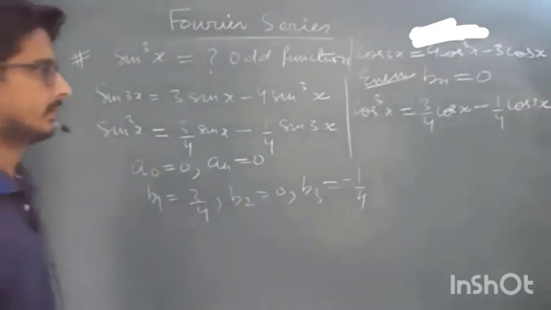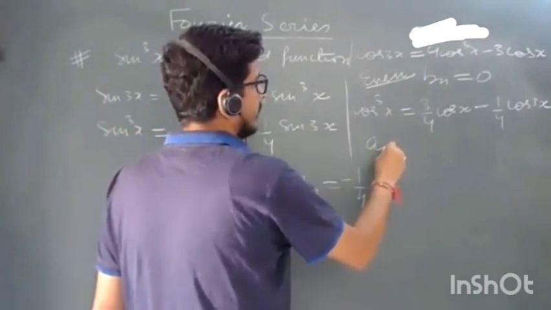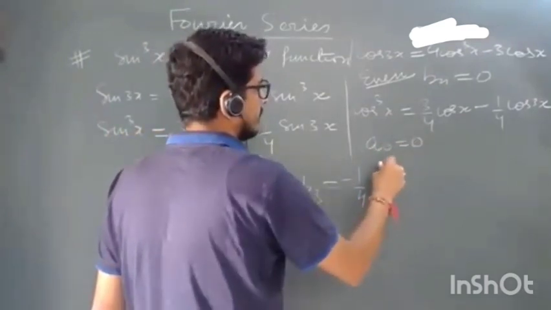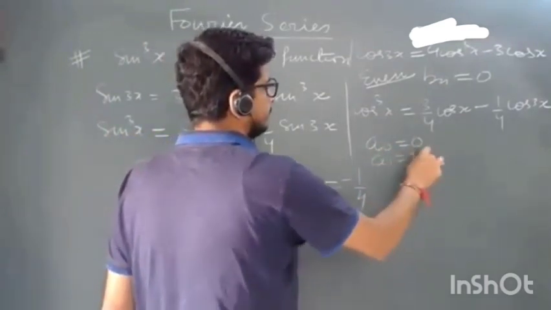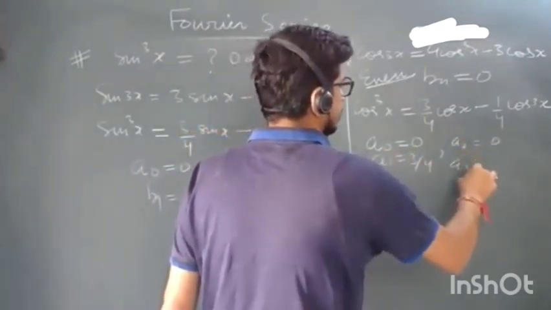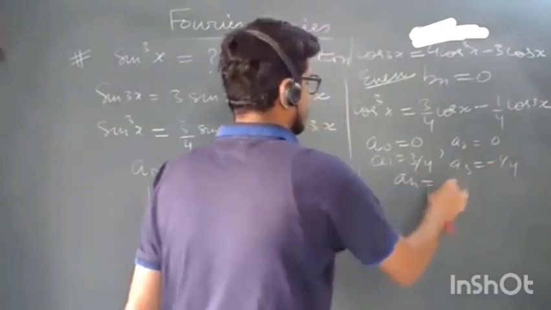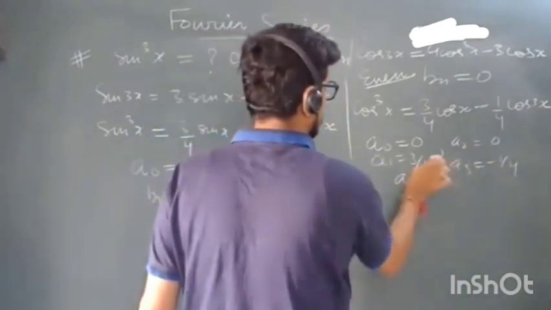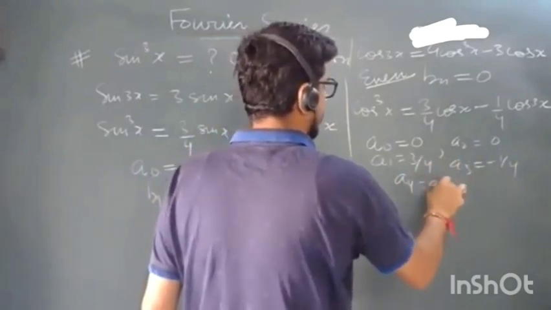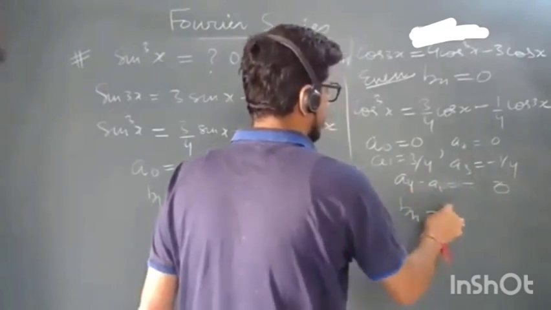So what is the value of A0, A1, A2 and A3, and the other An, A4, A5? They are 0, and Bn is also 0.